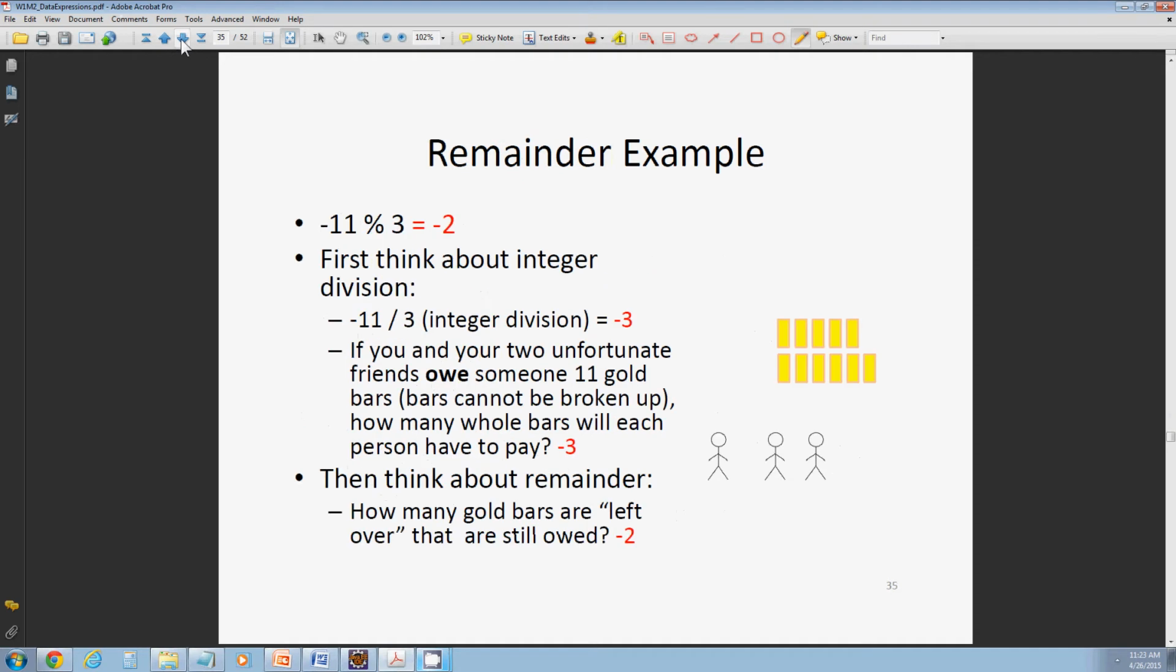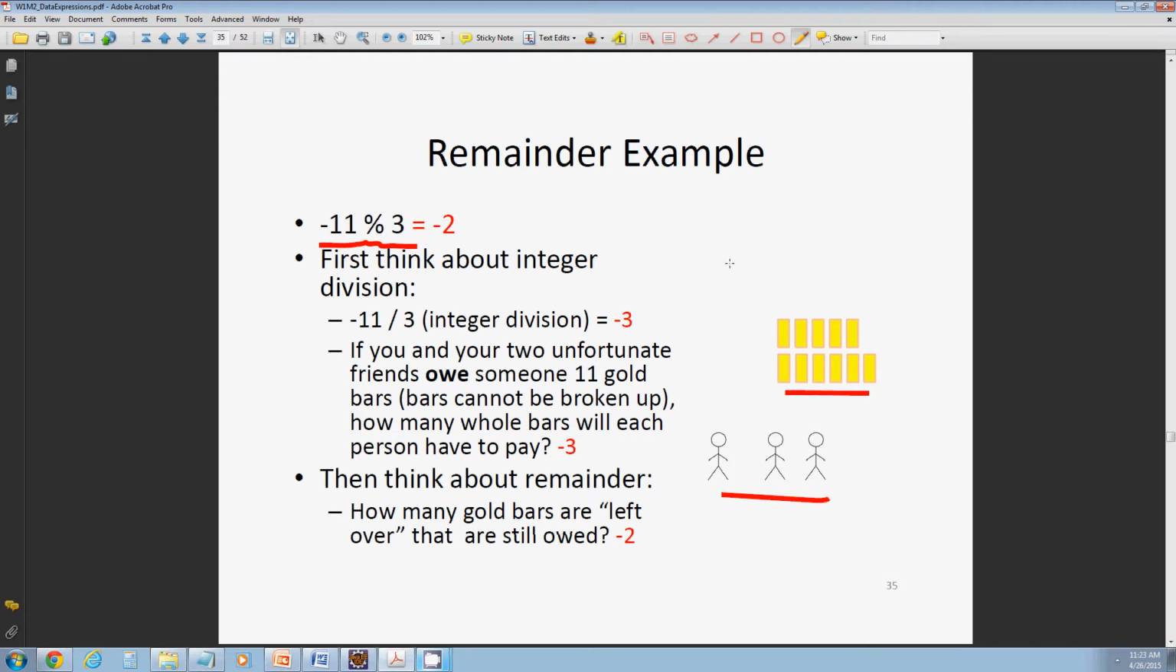Now you can also use negative numbers. So let's look at an example with negative numbers. Let's say we had negative 11 mod 3. Well, let's think about this as if you actually owe someone 11 gold bars. So you're in a pretty bad situation here. You have you and 2 of your friends. You have 3 people, and you owe somebody 11 gold bars.